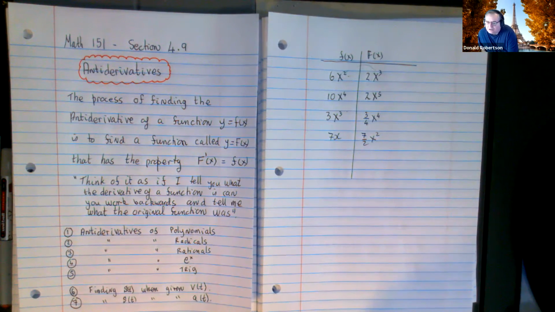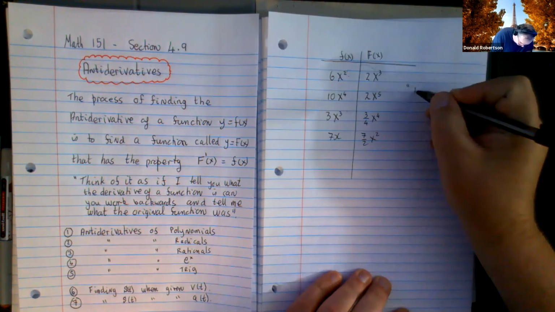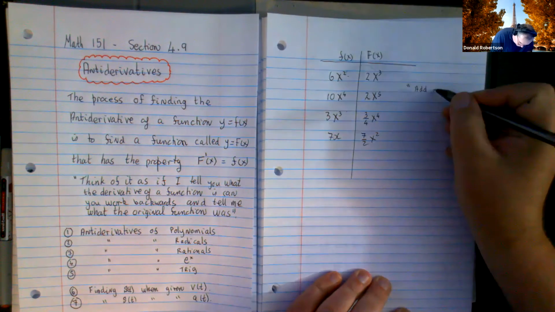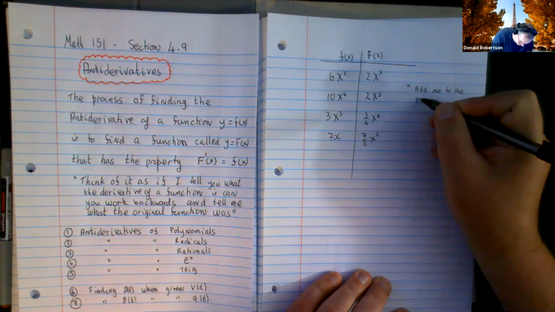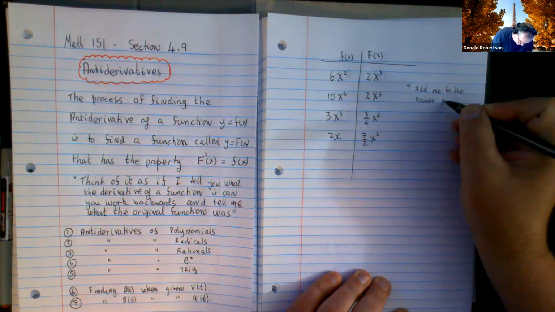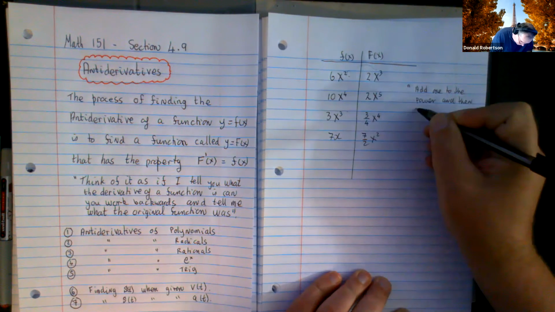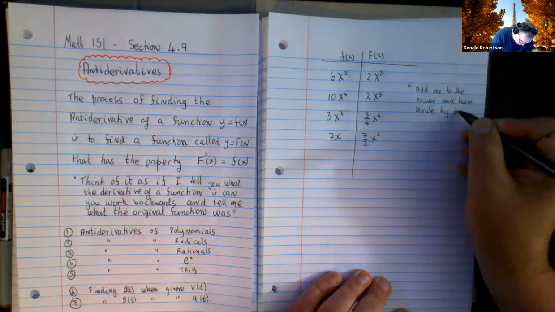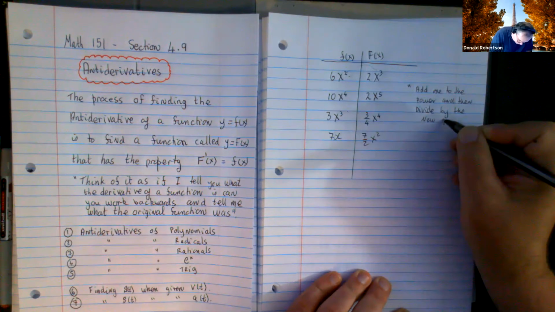Yes, what Corbin said is correct. I phrase it, and you'll hear me say this a lot today, this is me just paraphrasing what Corbin said: add 1 to the power and then divide by the new power. Okay, let's see what that looks like.